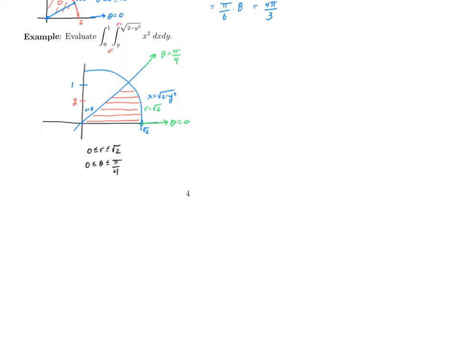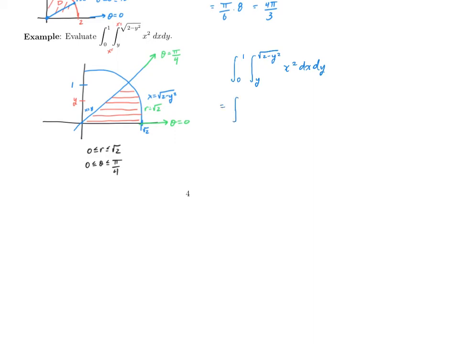And I'm not going to actually go through all of the details to evaluate. I'm just going to simply convert this Cartesian integral into polar coordinates. So our starting integral would be from 0 to 1, y to square root of 2 minus y squared, and we're integrating x squared dx dy.